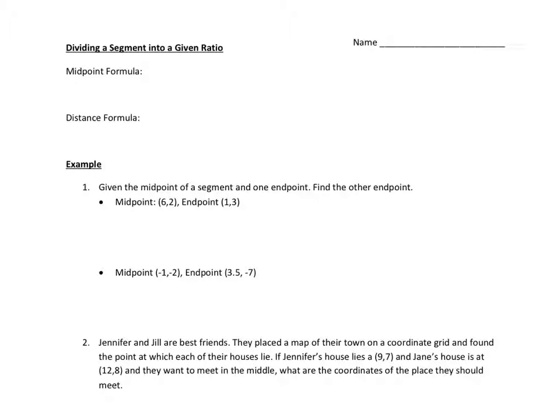Dividing a segment into a given ratio. Let's first review a couple formulas. The midpoint formula is where you take your x-coordinates and divide by 2, and your y-coordinates divide by 2. So the midpoint, that's when you're finding the middle between two coordinates, so 2 points on the graph. Then the distance formula, to find the distance between those 2 points.